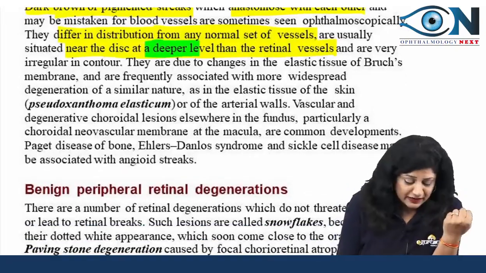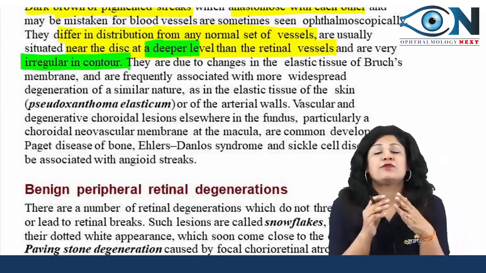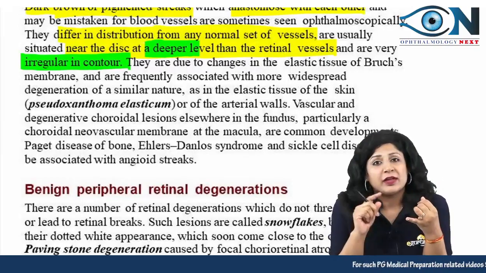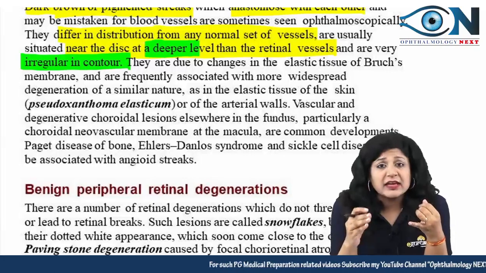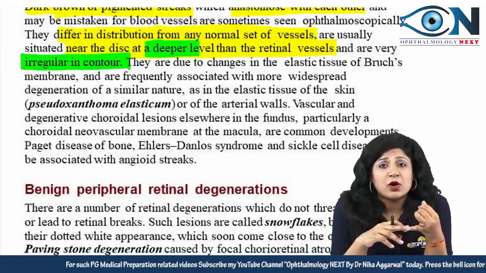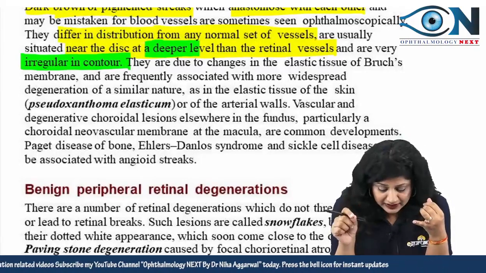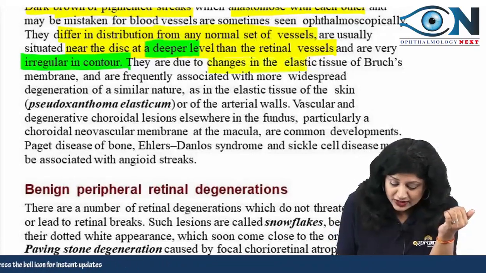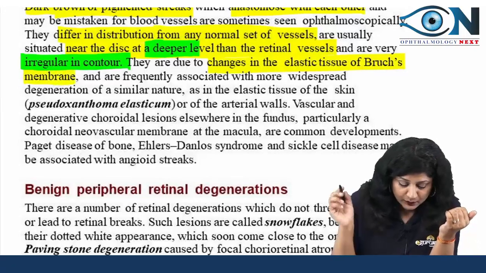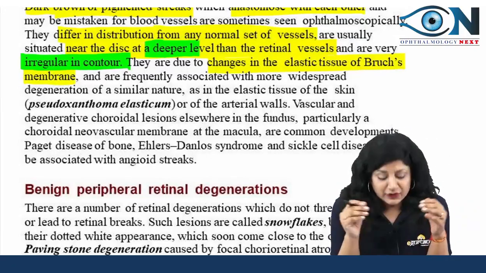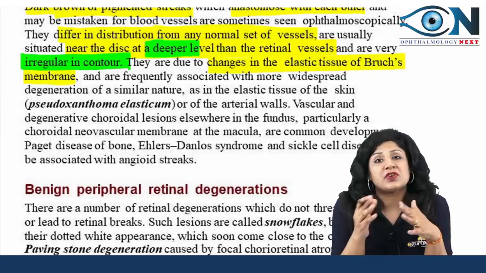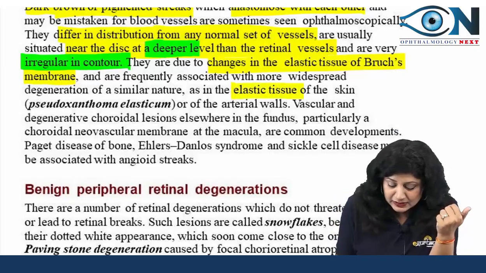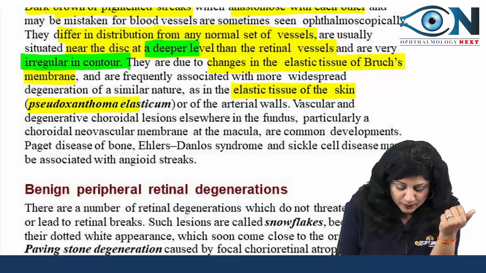Second important thing, they will be irregular in contour. So if you are confusing it with the blood vessels, always remember, look at the distribution. They will have an irregular contour, they will be at a deeper level, and why does it occur? It is due to changes in the elastic tissue of the Bruch's membrane, and they are frequently associated with degeneration. So it's again a degenerative disease, it takes place in the elastic tissue of the skin, pseudoxanthoma elasticum.